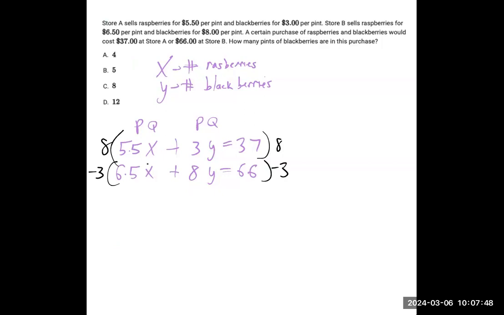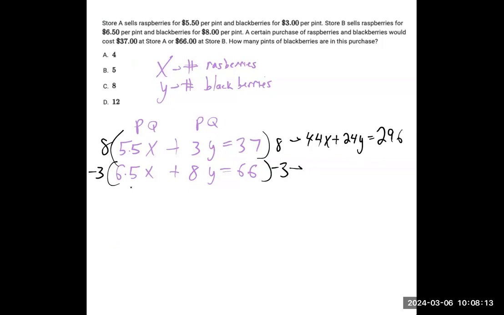So we've got 8 times 5.5 is 44. So 44x plus 24y equals 37 times 8, 296.